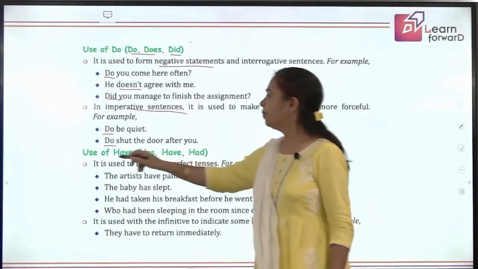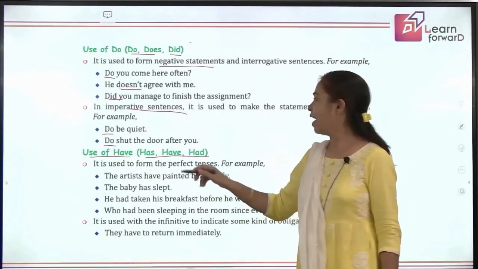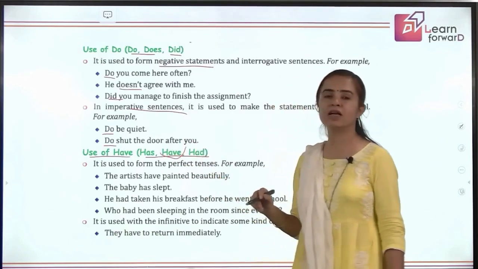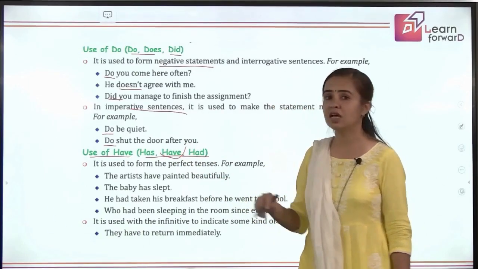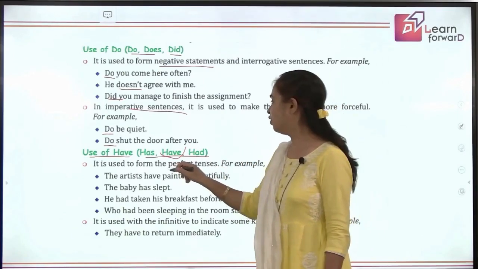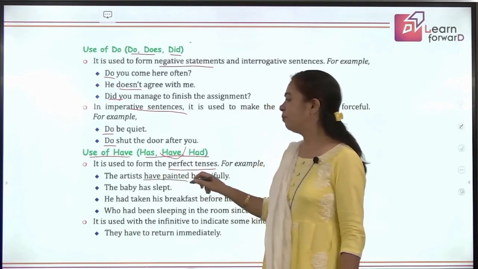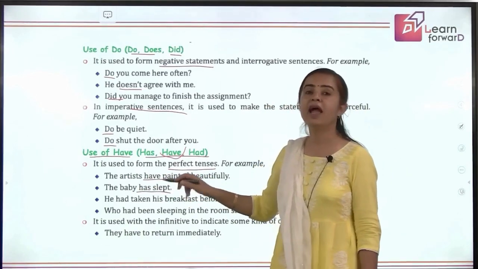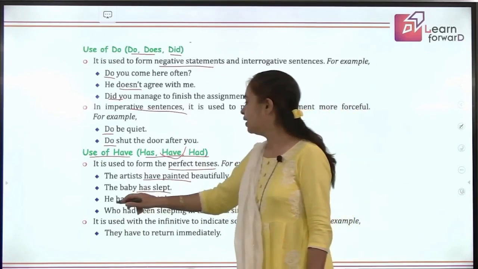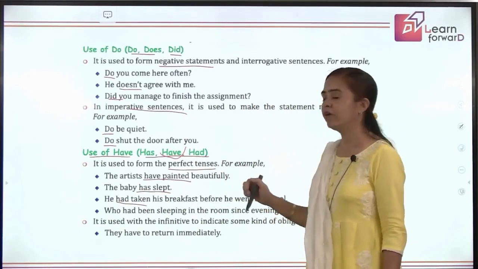Yes. Coming to next is the use of have, has, had. These are the forms: has, have in present and had in past. So what are these used for? First, we use them in perfect verb structure, perfect tenses. In present we use has, have, like the artist has painted, the baby has slept. And in past we use had, he had taken his breakfast. So they are used in perfect tenses.